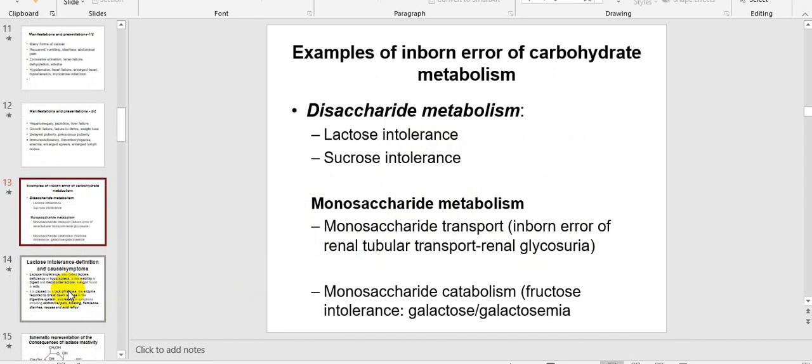So, examples of inborn errors of carbohydrate metabolism are lactose intolerance. That is, we are looking at disaccharide metabolism: lactose intolerance, sucrose intolerance. Then monosaccharide metabolism. We have monosaccharide transport, or inborn error of renal tubular transport, renal glucosuria.